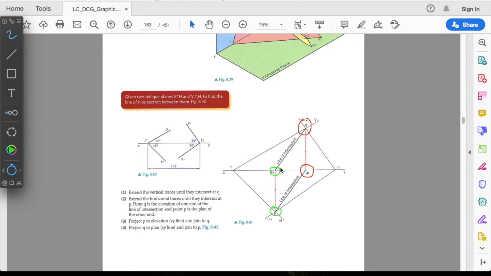And what I know is that the line of intersection goes from P to Q. So that's P in my elevation going up to Q in my elevation, and then I have my Q in my plan going down to P in my plan. That gives me a line of intersection: the line of intersection in the elevation and the line of intersection in the plan. Once you've found your line of intersection, we can use that to do some other things that we might need to do later on.